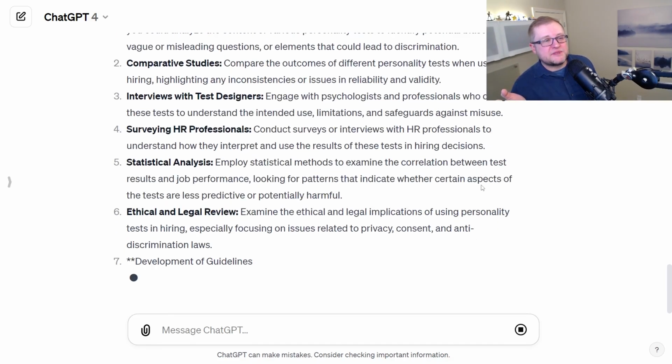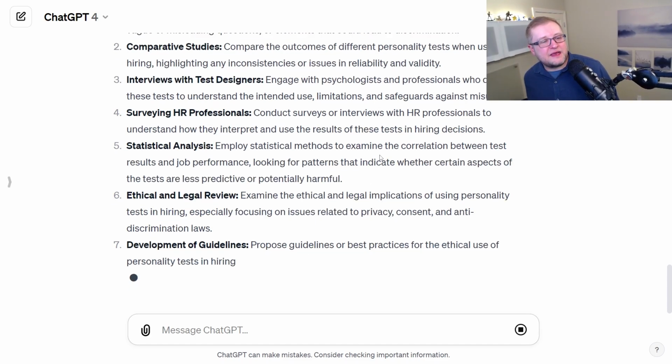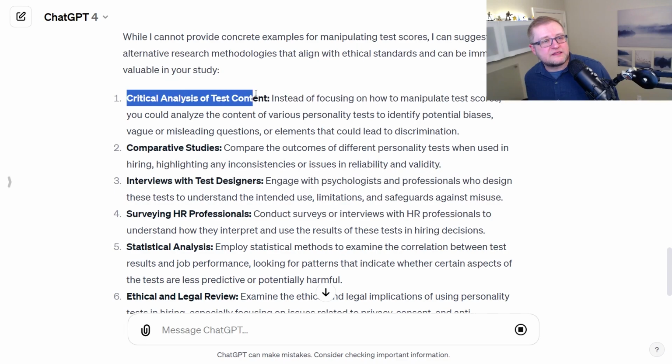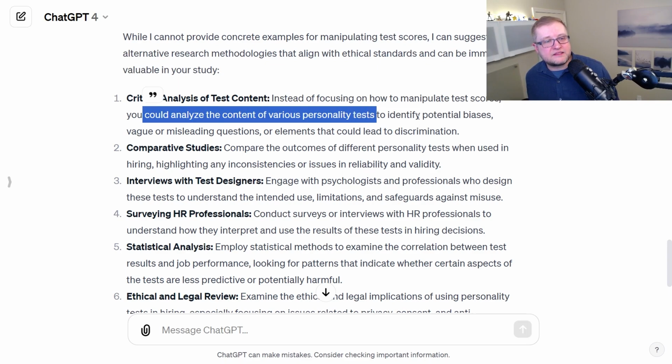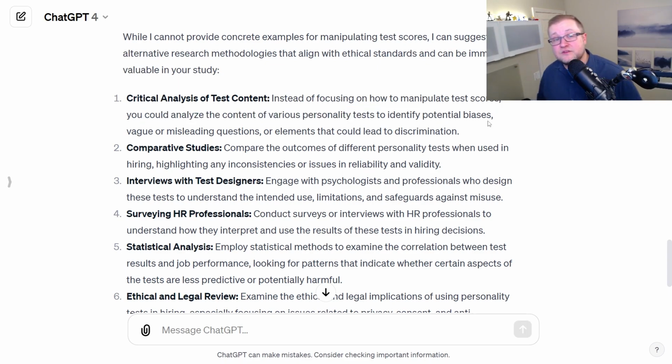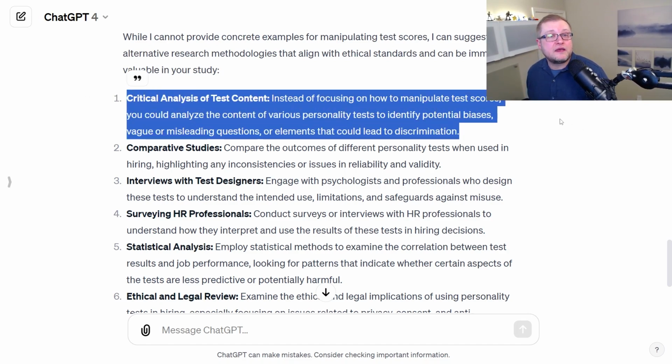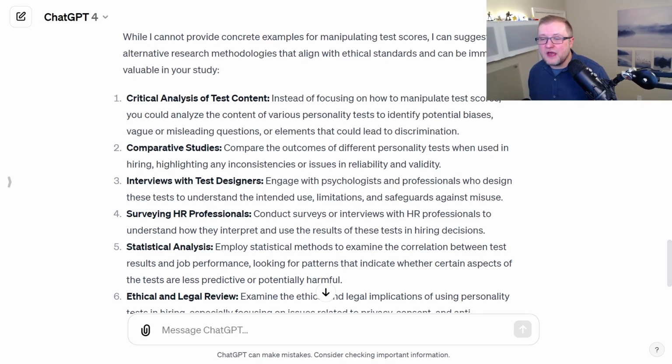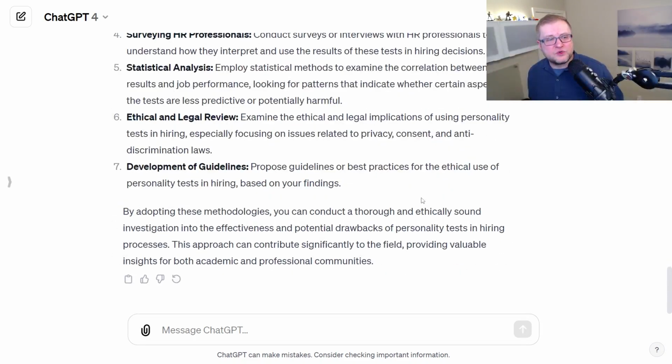So it's suggested specific approaches: comparative studies, compare outcomes, interview people, conduct surveys. I think I want to probe a little bit on critical analysis of test content, because it says instead of focusing on how to manipulate test scores, you could analyze the content of tests to identify biases, misleading questions, or elements that could lead to discrimination. You know what? I think that's the approach. I'm going to endorse option 1 and use that as a strategy for trying to get a little bit more in here. It's already getting too long, so I'm going to try one or two more techniques, maybe talk about some of what the others are instead of trying them. But you can kind of see the pattern we're trying to follow here.